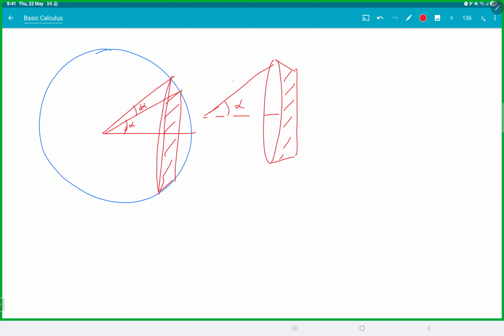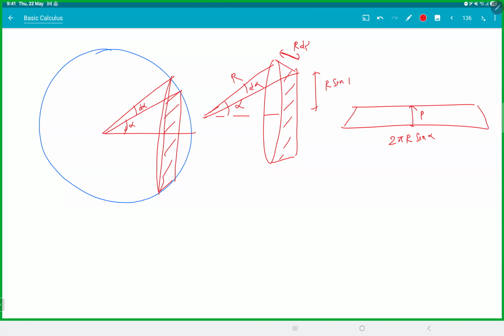Right? So this was angle alpha, this was radius r, and this was r sine alpha. And this would be the arc length, which is r d alpha. You have taken a small angle d alpha here. So when you cut it open, you will get a rectangle whose length is 2 pi r sine alpha, and this length is r d alpha. Length into breadth gave you the area, which is 2 pi r square sine alpha d alpha. Then you integrate this from 0 to theta. You got that.